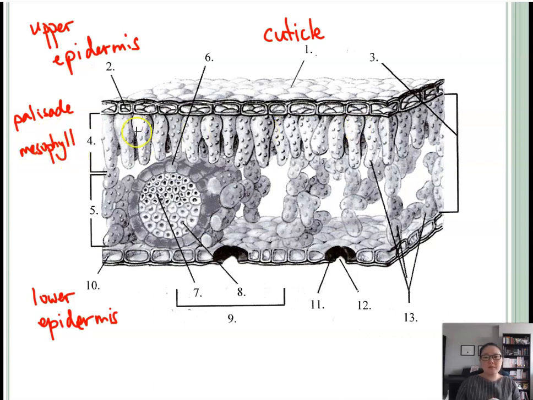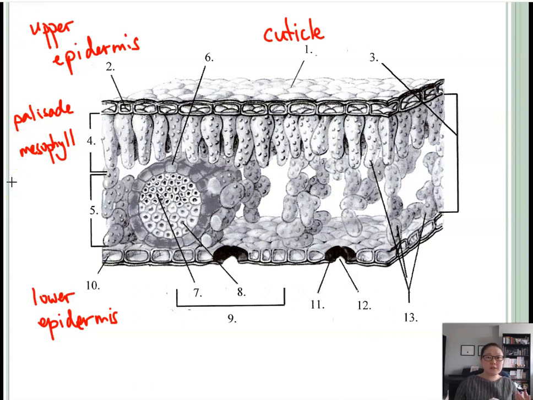Now, the palisade refers to how the cells are organized in that they are packed very, very closely together. You can see that they are packed closely together, and they are at the top. So I do want you to consider for a moment, pause the video, how do you think this optimizes photosynthesis? The fact that it is located where it is, and it is structured the way that it is. And remember, this is the main site of photosynthesis in the cell.